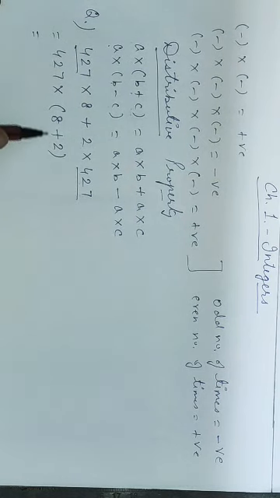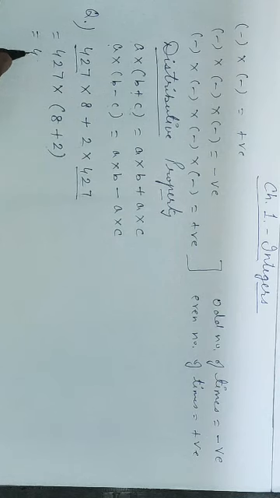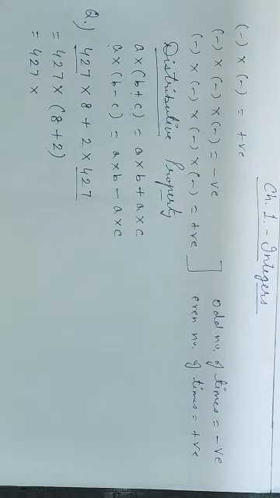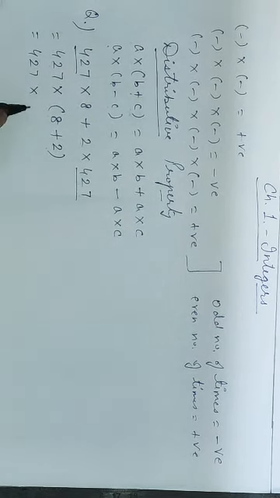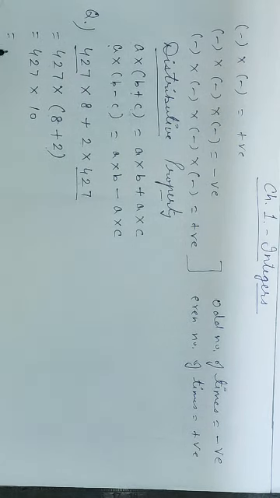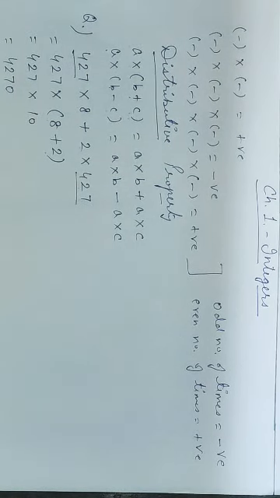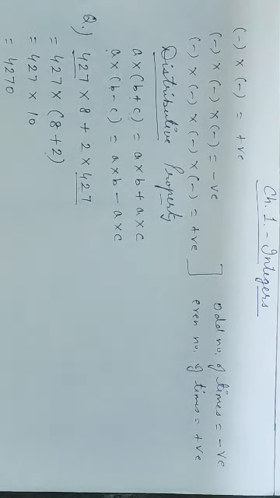Now see, first I will solve the bracket. As you know, the bracket is to be solved first. So 427 multiplied with 8 plus 2. What do we get? 10. So 427 multiplied with 10. So my result will be 4270. So this is how we will solve the question using distributive property.